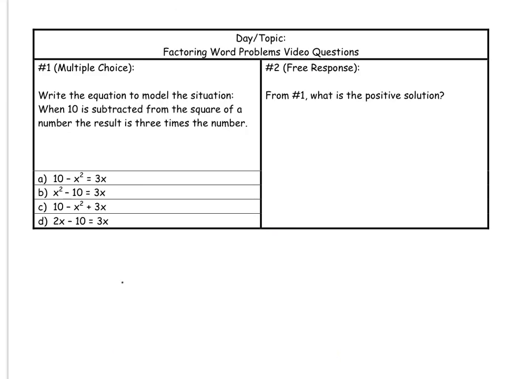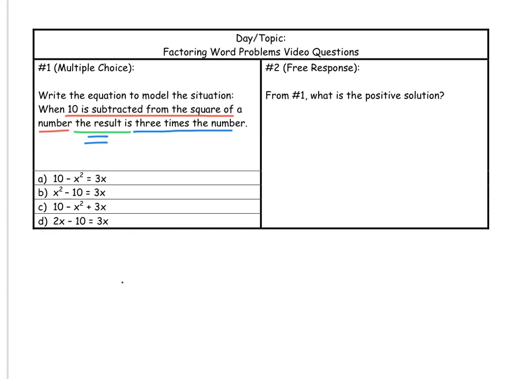Okay, now it's your turn to answer multiple choice question 1. Write the equation to model the situation. When 10 is subtracted from the square of a number, the result is 3 times the number. So keep in mind the parts. And keep in mind that "result is" always means equal to.